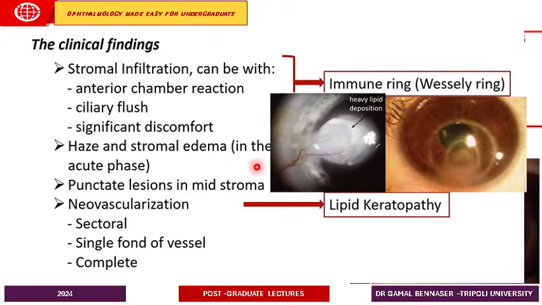Now, if we summarize the findings, you will have patchy or diffuse infiltration. Sometimes you will find mild anterior chamber reactions, and this is the typical Wessely ring. And in some cases, due to the long-standing disease and also the presence of new vascularization, you will find what's known as lipid keratopathy. That is, you'll find yellowish deposits in the cornea, which is due to lipid keratopathy, and also the new vascularization within the cornea.